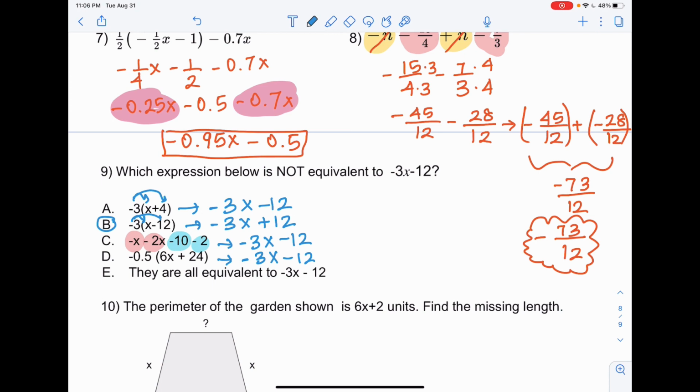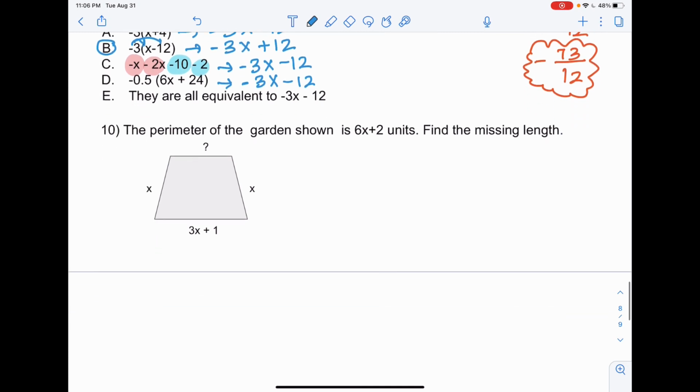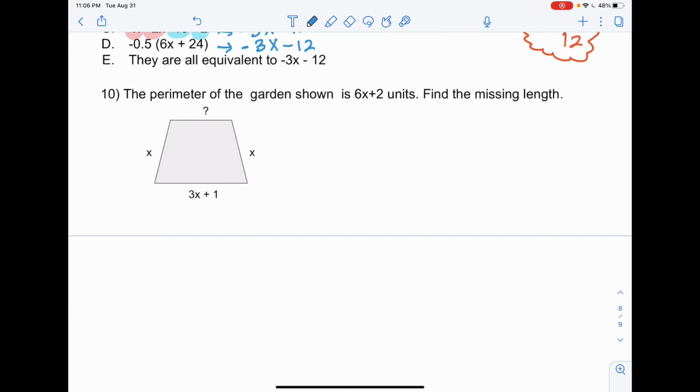Let's go ahead and finish the last question, which is question number 10. The perimeter of the garden shown is 6x plus 2 units. Find the missing length. For this question, we need to know what is perimeter first. So we're looking for the distance around the shape or around the garden. So x plus 3x plus 1 plus x and plus question mark is altogether 6x plus 2. So we are looking for this.